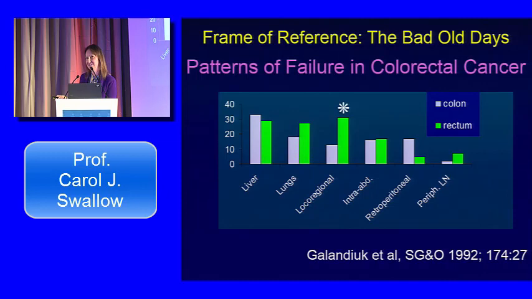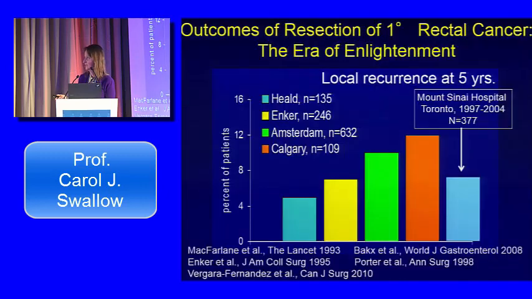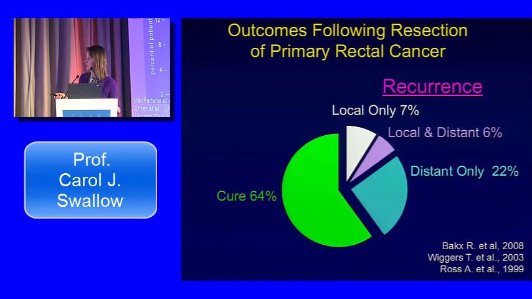So let's discuss some of the context for this management strategy. As you all know, in the old days, the local failure rate after resection of primary rectal cancer was upwards of 30%. There's been, of course, a revolution in surgical management with total mesorectal excision and a focus on negative circumferential margins, yielding single-digit recurrence rates in the modern era. And this is just an example from our experience in Toronto over this time period, showing a local recurrence rate of 7% after primary rectal cancer, which is on par with the global experience.